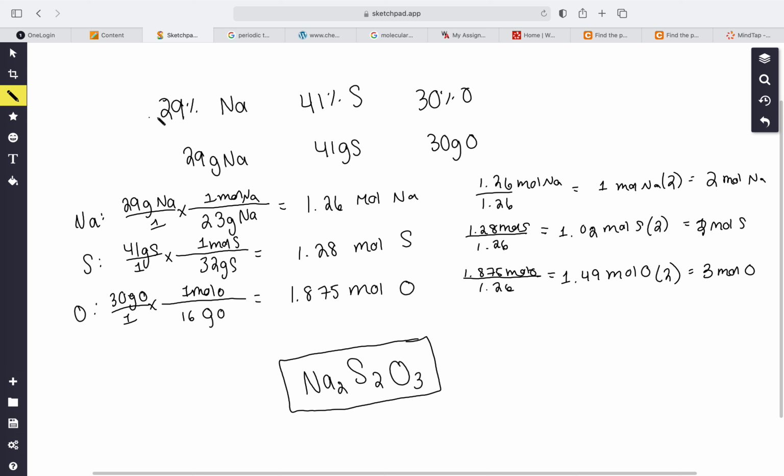So what we did, just as a review, we turned the percentages into grams. Then we found the moles by doing the grams divided by the molecular weight for each element. Then we divided that by the lowest number of moles present to get whole numbers. So then we got 1, 1, and 1.5. In order to make 1.5 a whole number, we multiplied everything by 2, and we got our answer, and then we put that into the formula.